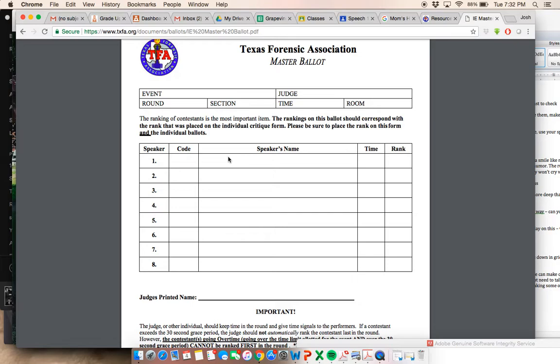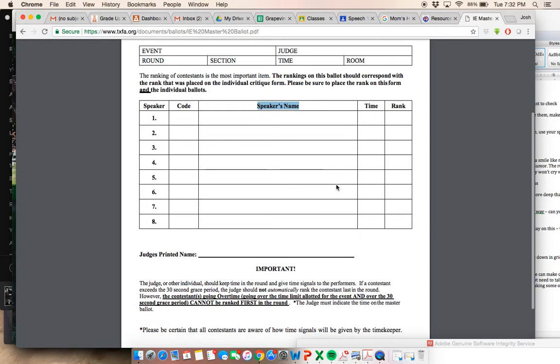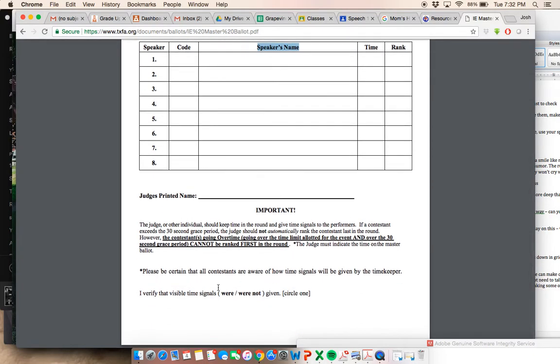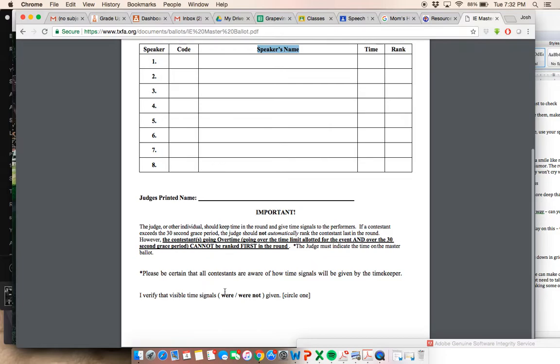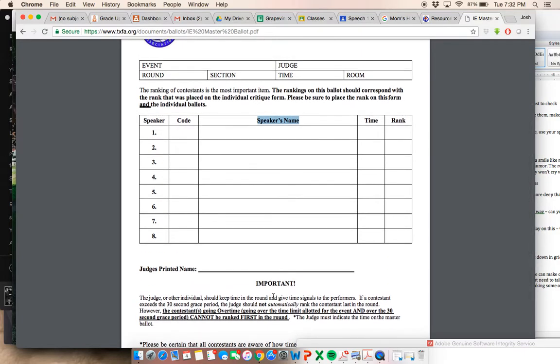So the most important things that are going to happen on here, in this middle section where it says speaker name, that's really on your ballot this weekend going to be the title of the piece. So if I was performing Twisted by Lori Halse Anderson, my name would be speaker 1, Josh Hamilton. You would write Twisted by Lori Halse Anderson right here. The time, and we'll talk about time in a minute, and then the rank when the round is done. You'd sign your name down here, and then you're going to circle that time signals were given or they were not.